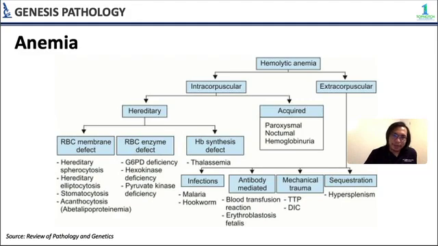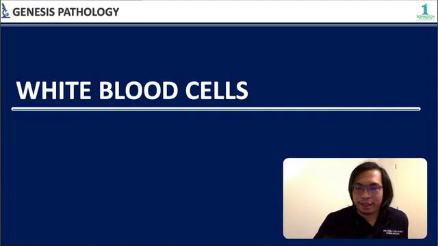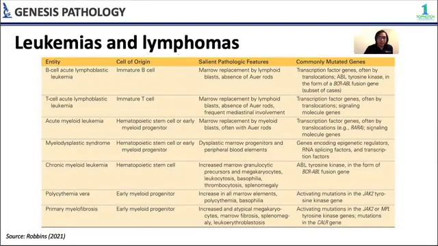Okay? Mechanical trauma, when you have thrombotic thrombocytopenic purpura, you have your DIC, consumptive coagulopathy, as well as your sequestration, when you have hypersplenism. Okay? So, that's for your red blood cells. Let's move on to your white blood cells. So let's talk about leukemias and your lymphomas.